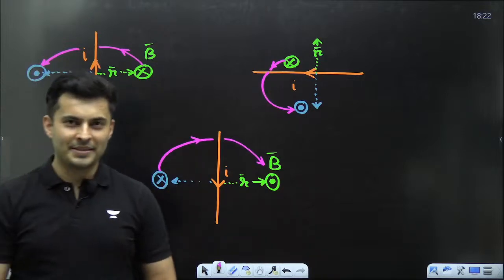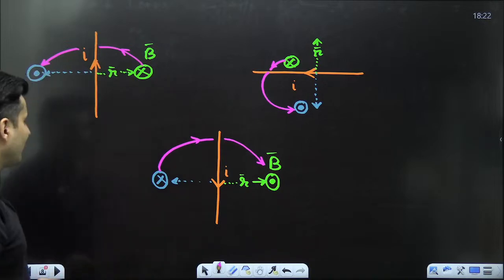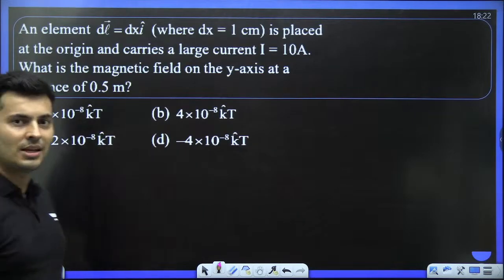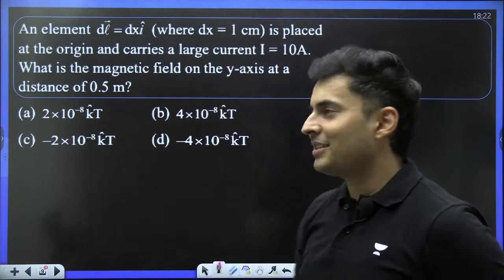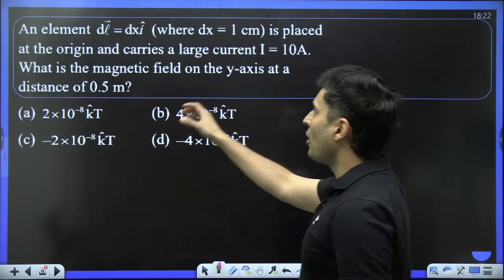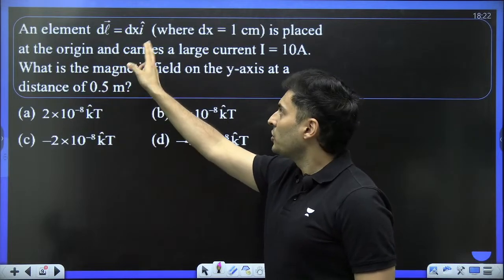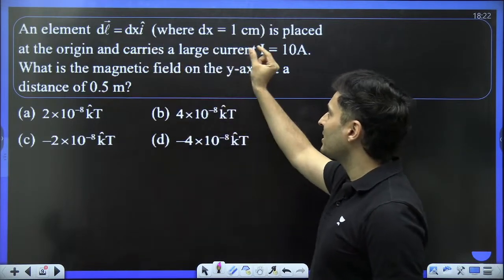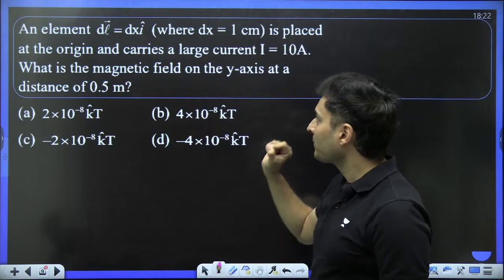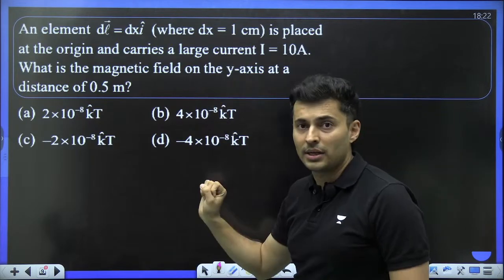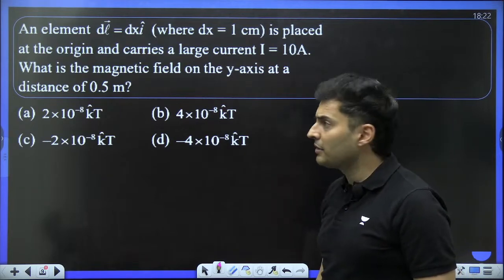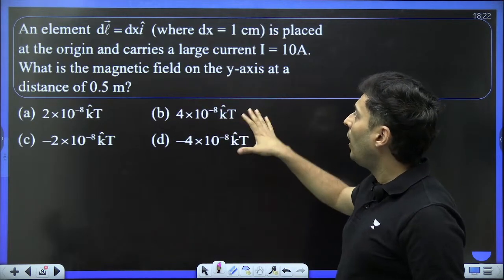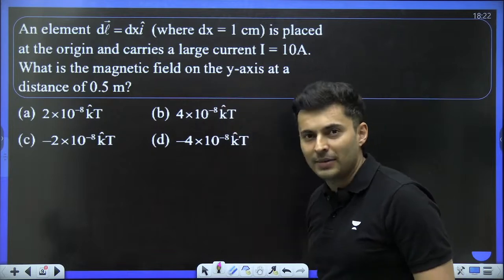Okay, awesome. So probably we can start with some basic questions so that you get a hang of Biot-Savart's law. First question is up on your screen. There is a small element dl whose length is dx I cap, where dx is a small distance 1 centimeter. It is placed at the origin. You are allowing some current in it, which is 10 amperes. What is the field on the y-axis at 0.5 meters?